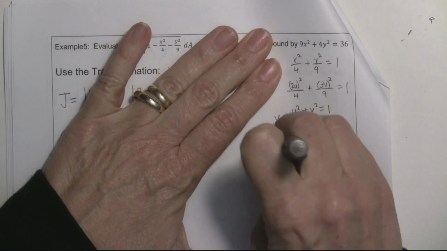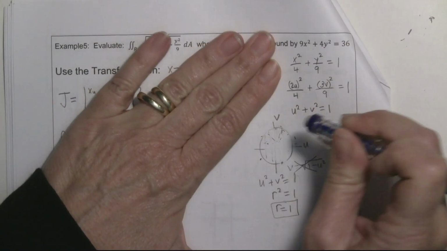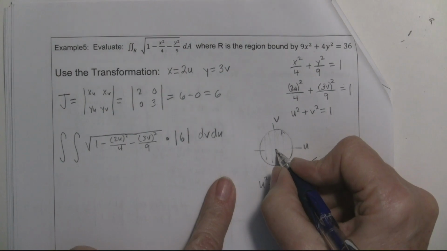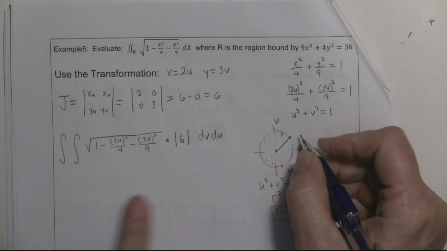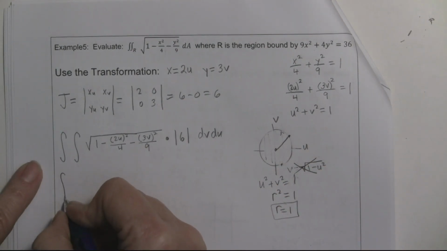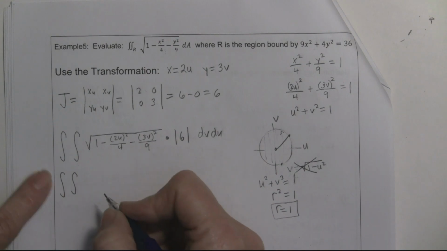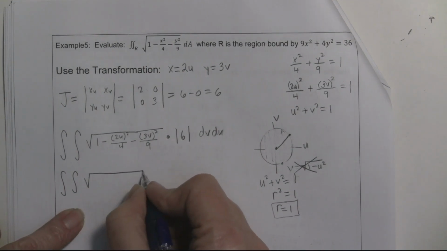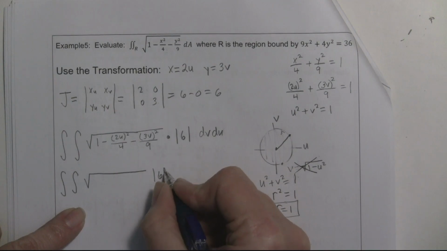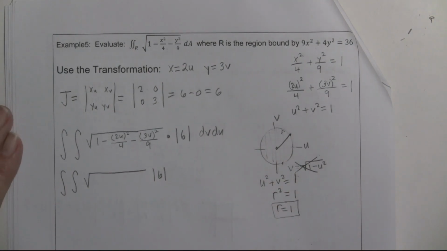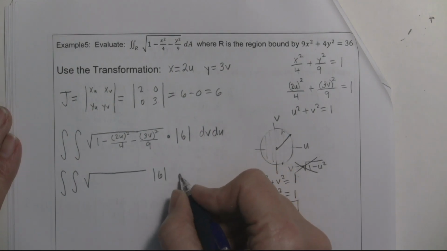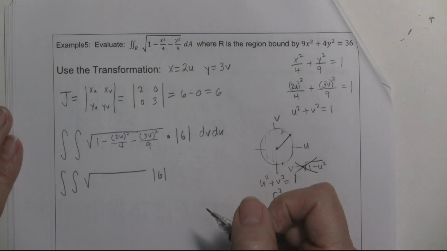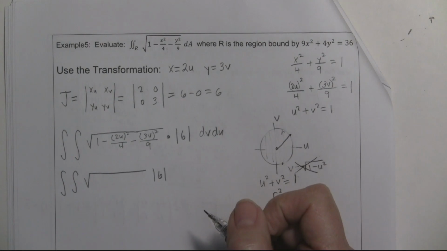How we're going to do it instead is we're going to let our radius go from 0 to 1, out to here. That's going to be our inner integral. So I'm going to go here, and I've got to fix up my underneath there too. I still have my absolute value of 6. And because I'm not going to do u and v, I'm going to do r and theta. And I already know what the Jacobian is.